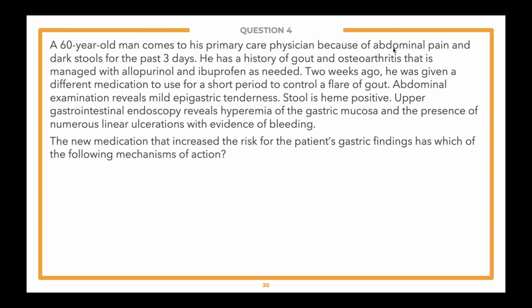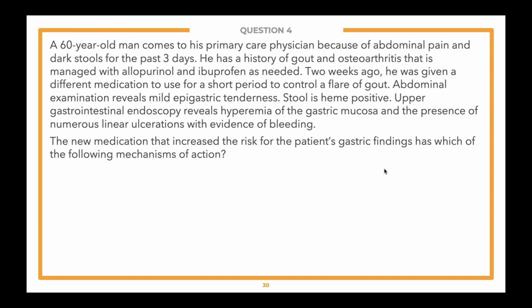All right, let's move on to that vignette. A 60-year-old man comes to his primary care physician because of abdominal pain and dark stools for the past 3 days. He has a history of gout and osteoarthritis that is managed with allopurinol and ibuprofen as needed. 2 weeks ago, he was given a different medication to use for a short period to control a flare of gout.